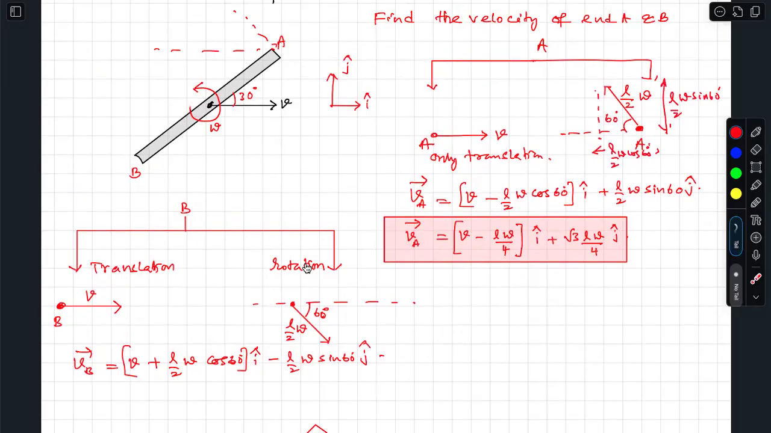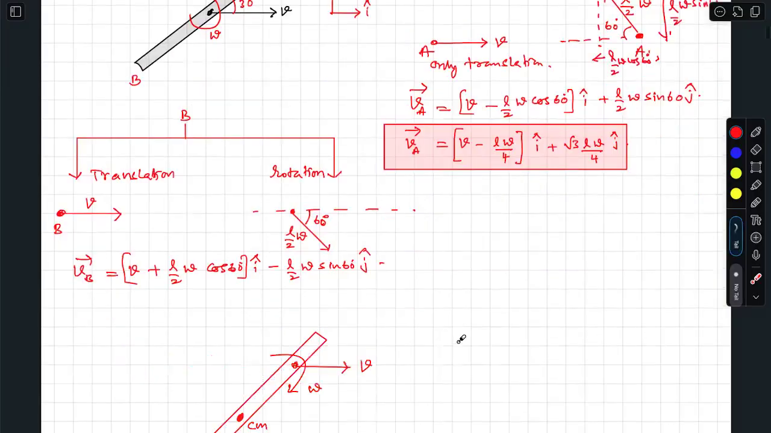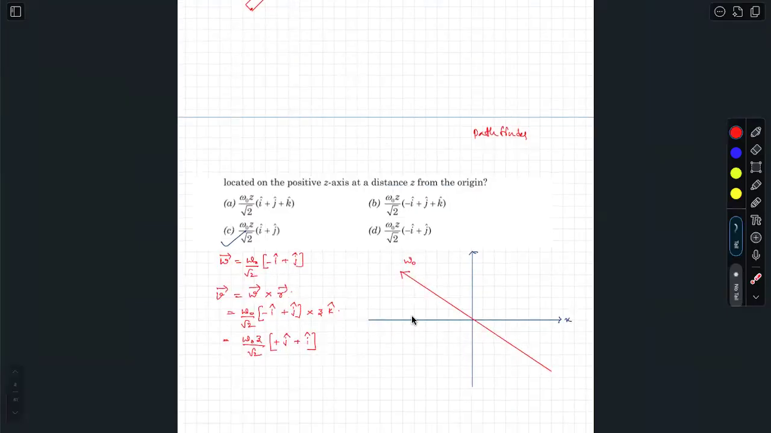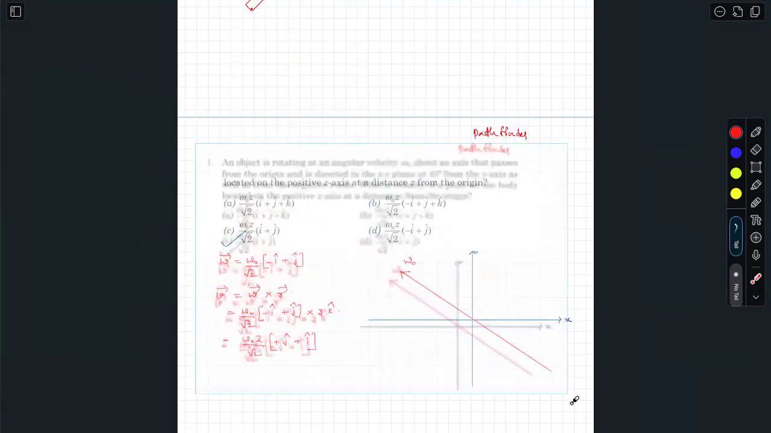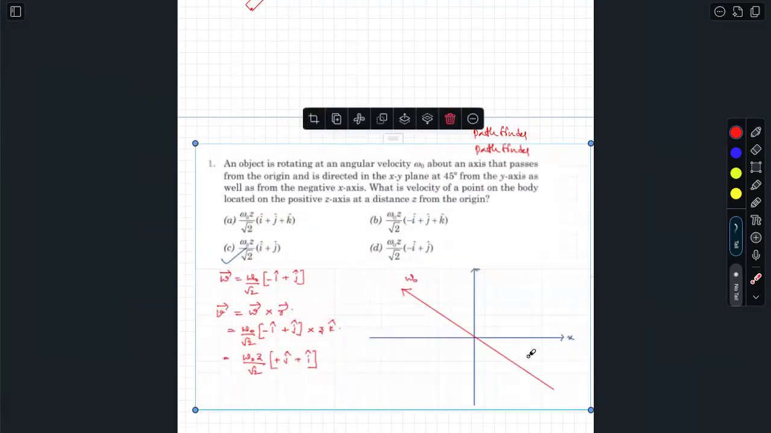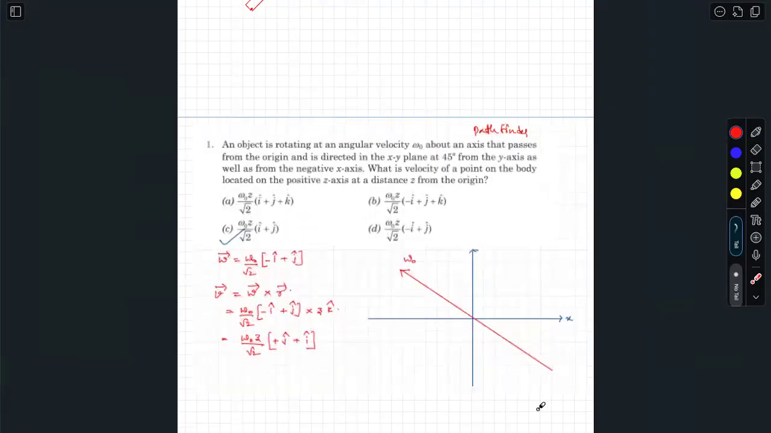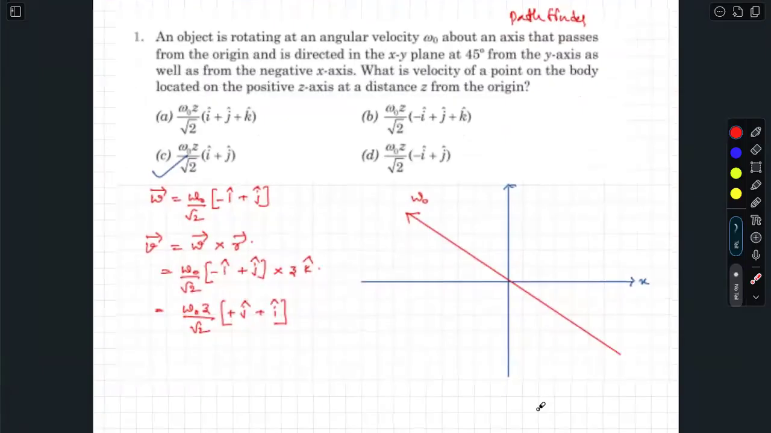Yes, sir, understood. And one more question we need to do, and this question is from Pathfinder. Their question was not clear, so everyone please go through the question carefully.